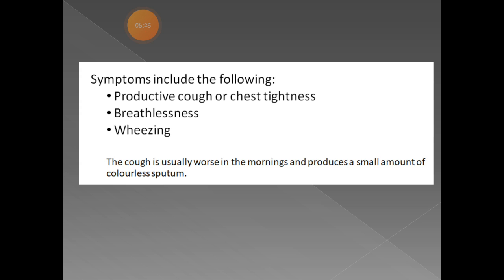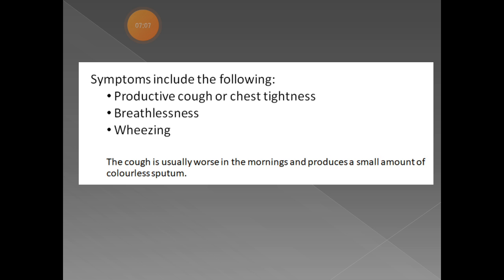So usually, as you all know, COPD has a chronic productive cough, chest tightness, breathlessness, and wheezing. Cough is really typical in COPD patients. They have a very chronic cough. However, they have very little sputum production. Usually the sputum is colorless unless there is a secondary bacterial infection. Usual COPD patients produce whitish sputum.